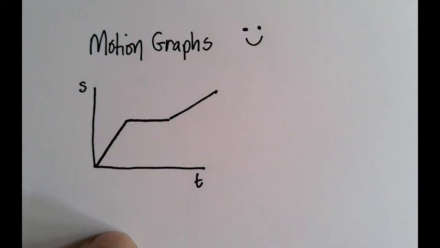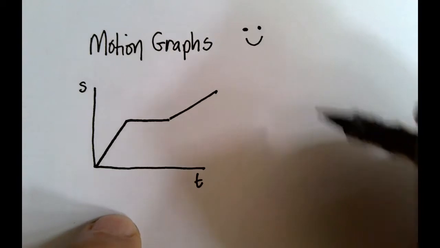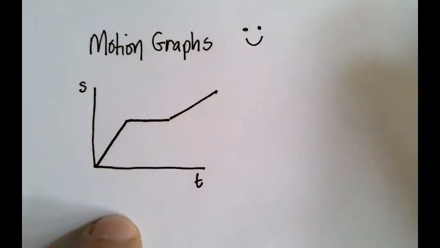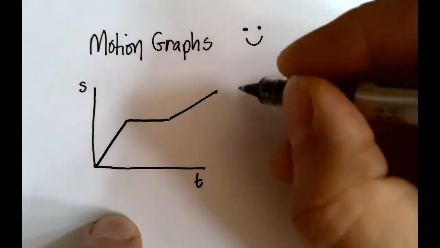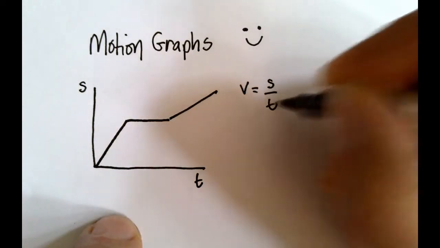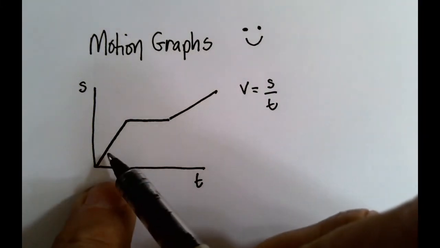What we need to know for A-level is, one, it's all about the gradients. The gradients or steepness of these lines tell you the velocity. That's simply because velocity is displacement over time, or the rate of change of displacement, and that's just what the gradient is. So this steeper gradient gives you a greater velocity.